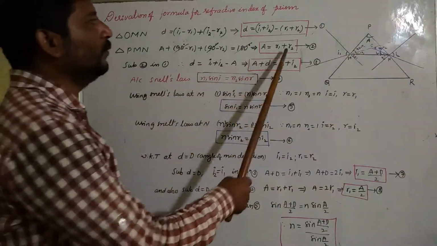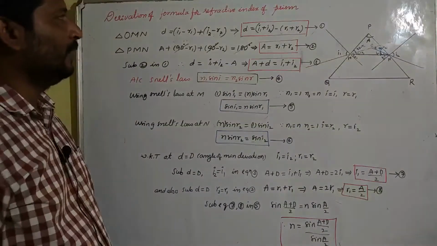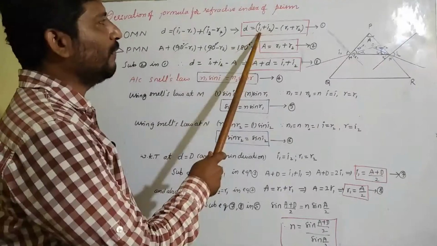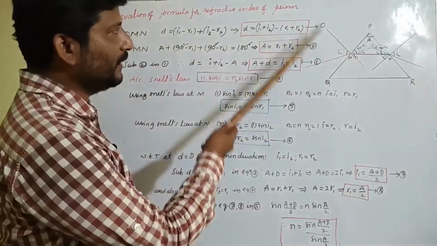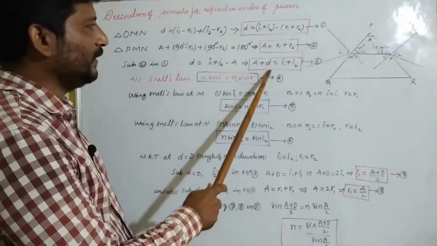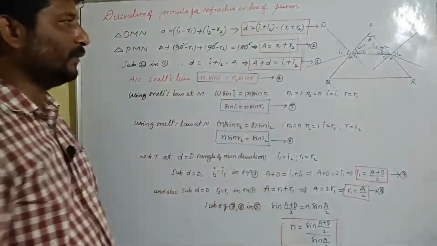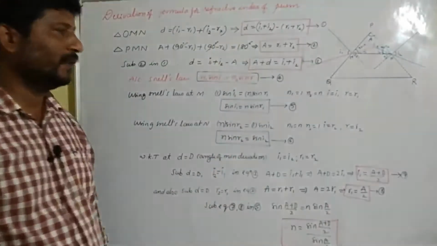Substitute equation 2 in equation 1. Then we get D equals I1 plus I2 minus A. Bring this A to this side. Then we get A plus D equals I1 plus I2. This is equation number 3.